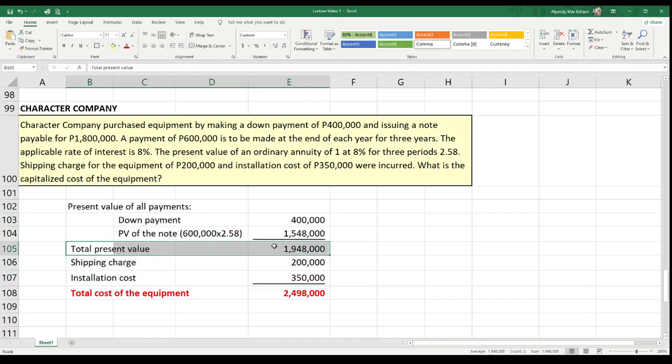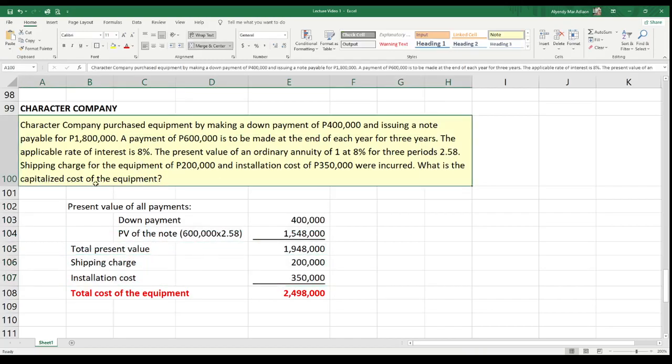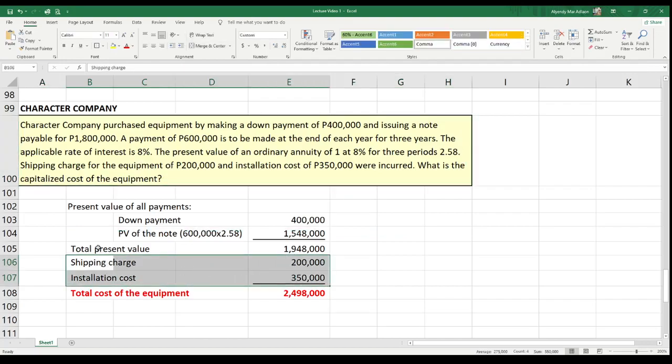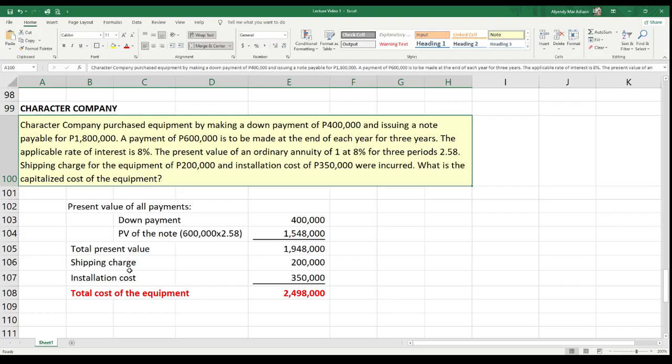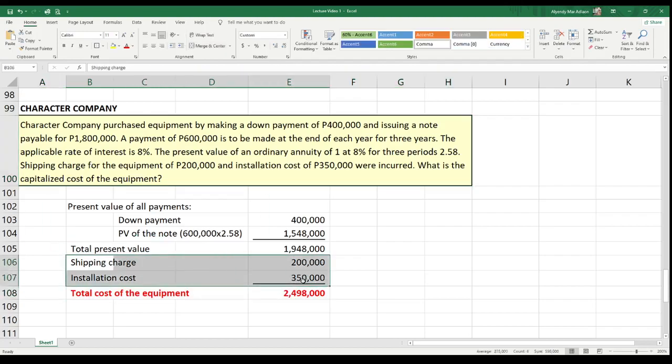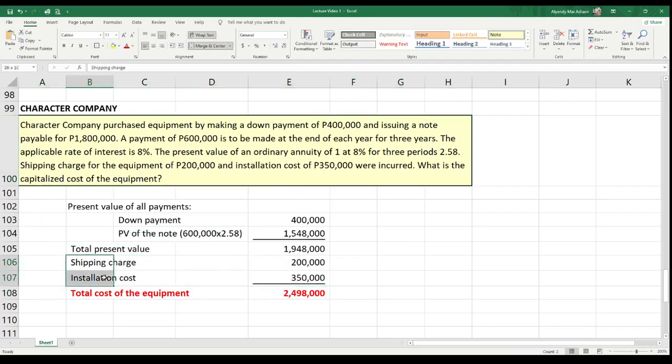Okay? So, you just have to get the total present value and add any directly attributable cost that is given in the problem. If wala po directly attributable cost, then the total present value is already our answer. But since naa man tayo directly attributable cost, then we also have to add them, since these are costs that are necessary in bringing the asset to its present location and condition.